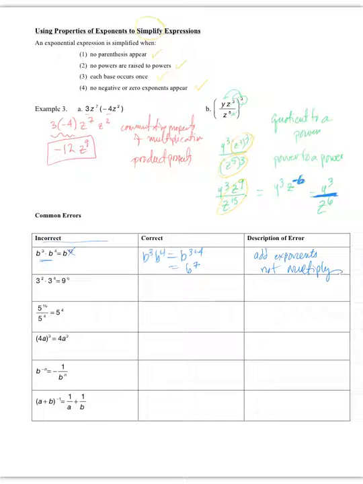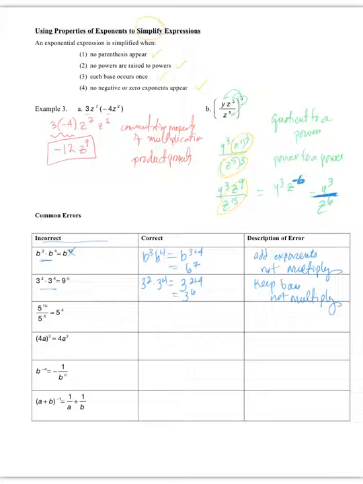In the next example, again, we have a product of like bases. 3 squared times 3 to the 4th: keep the base 3, and what do we do to the exponents? We add the exponents. So again, this should be 3 to the 6th, not 9 to the 6th. You're supposed to keep the base, not multiply.